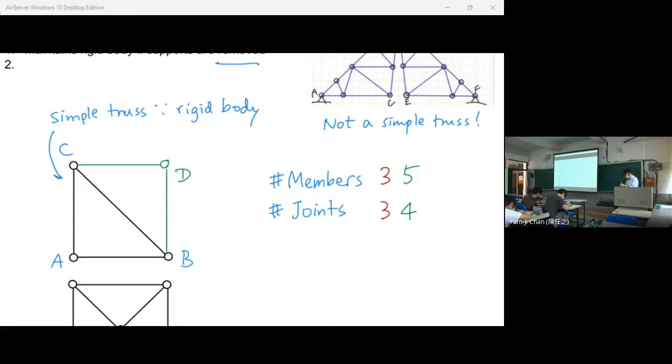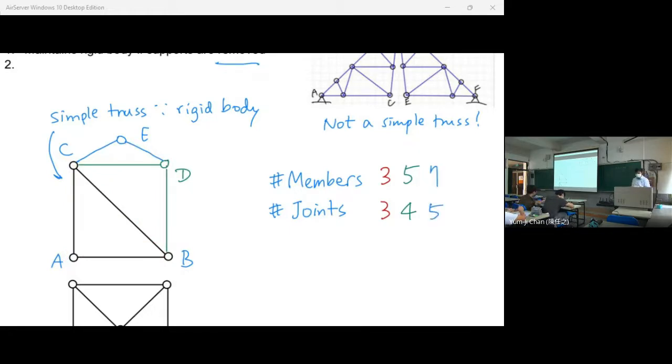And we want to make it even bigger. So we put point E here. For this truss, how many members does it have now? 1, 2, 3, 4, 5, 6, 7. 7. And how many joints? Then we have 5 joints.